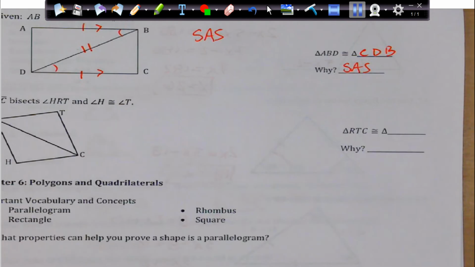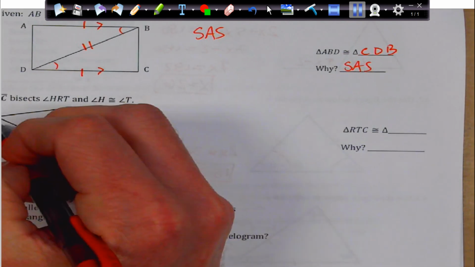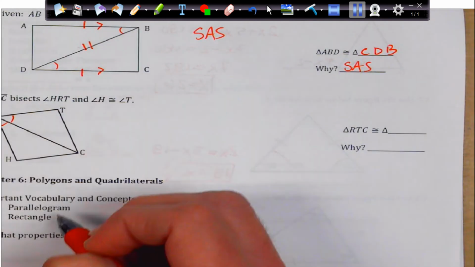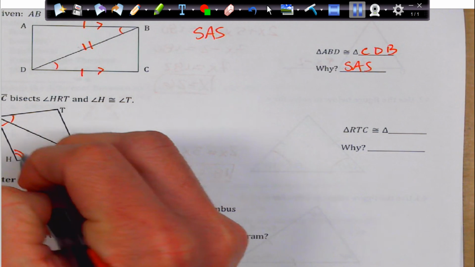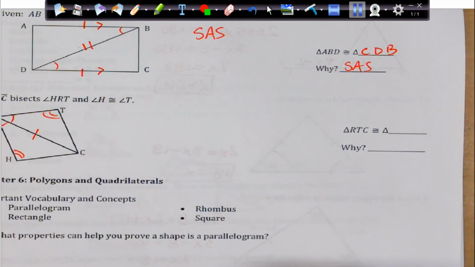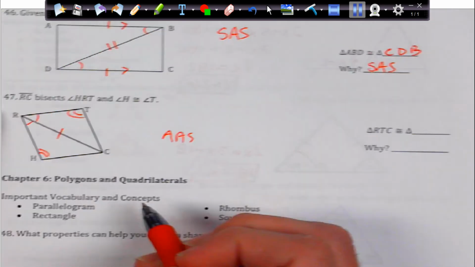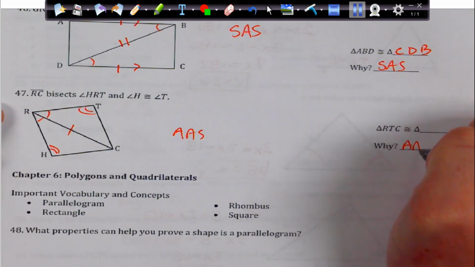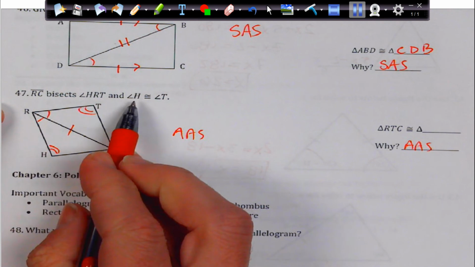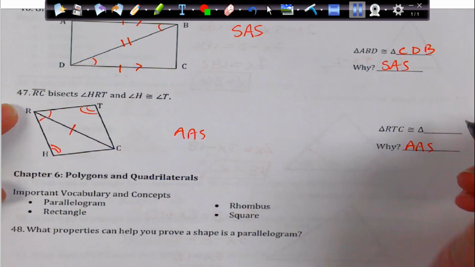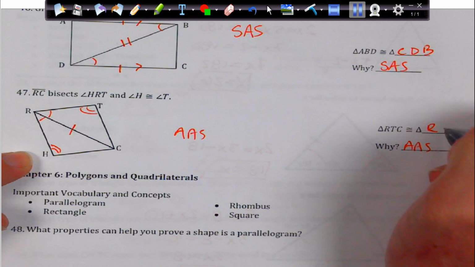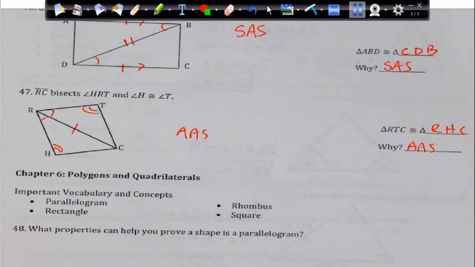And 47, RC is bisecting HRT, this large angle, so those angles are congruent. H and T are congruent. And then we have our shared side, so that's going to be angle angle side, because the side is not in between the two angles. So angle angle side, and then we have, let's see, R matches with R, T matches with H, and C matches with C.